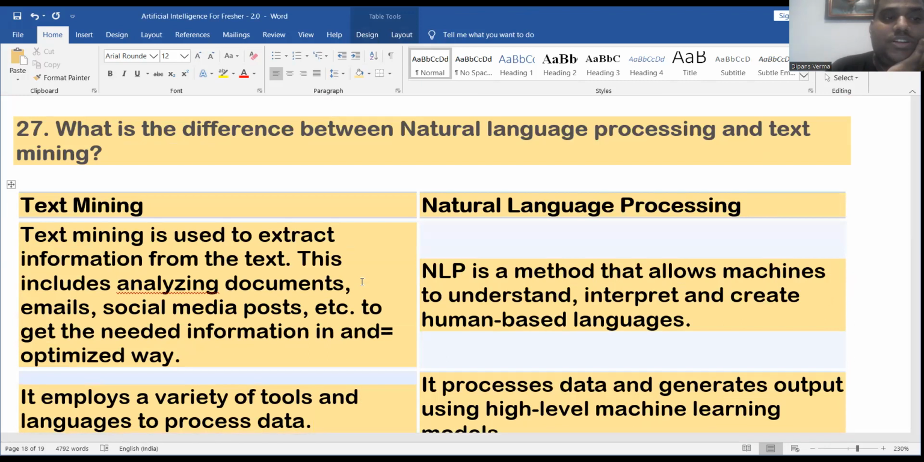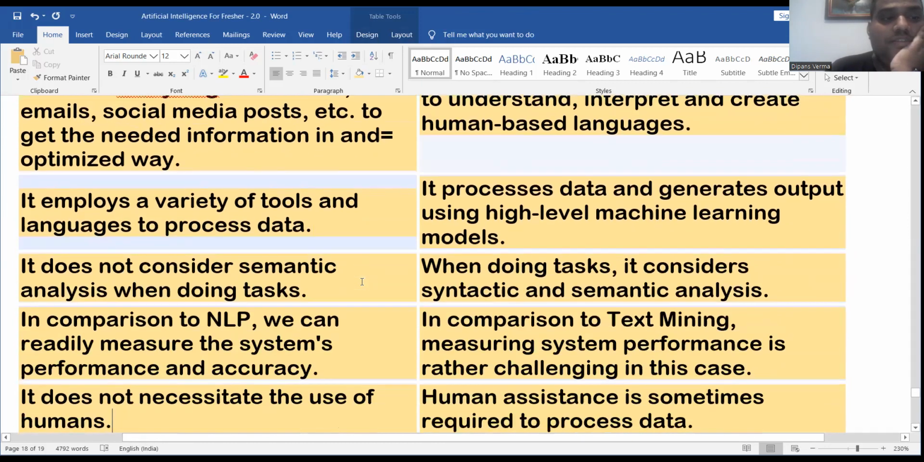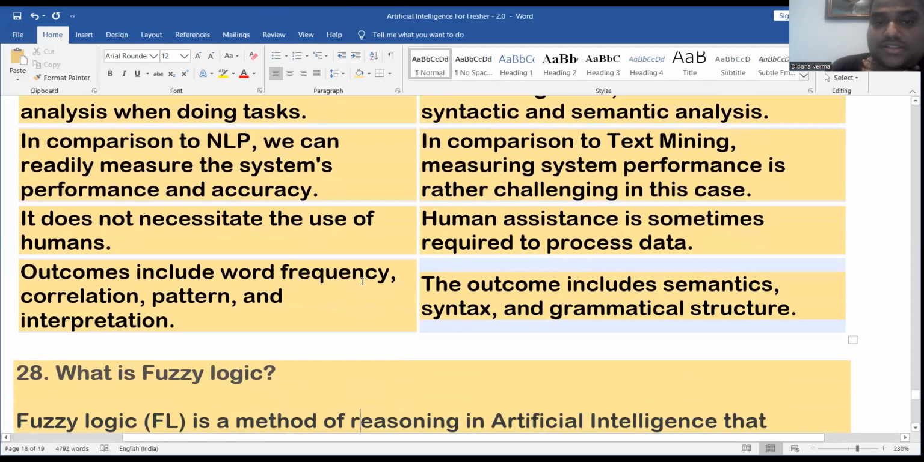Text mining is used to extract information from text, while NLP is a method that allows machines to understand, interpret, and create human language. It employs a variety of tools to process data and generate output using high-level machine learning models. In comparison to text mining, with NLP we can readily measure the system performance and accuracy. For text mining, measuring the system performance is rather challenging.